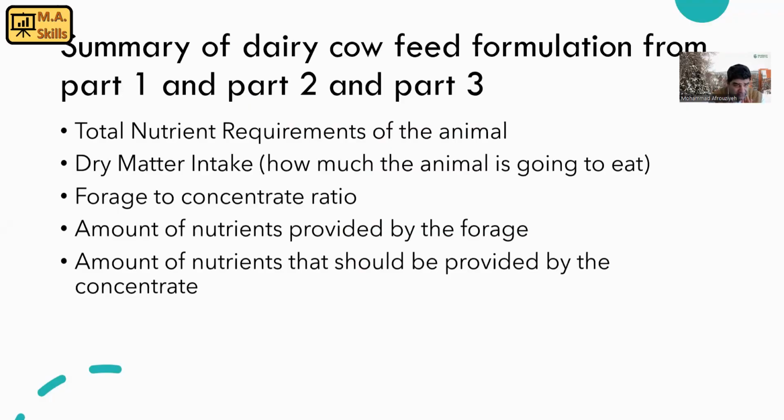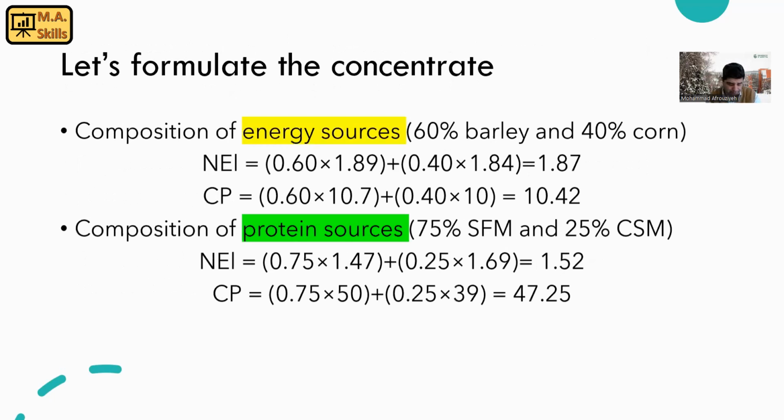So here is the summary of parts 1, 2, and 3. As you can see, we determined the total nutrient requirements based off the maintenance requirements, milk production, and body weight changes. We calculated the dry matter intake and forage to concentrate ratio, and the amount of nutrients provided by the forage, and the amount of the nutrients that should be provided by the concentrate.